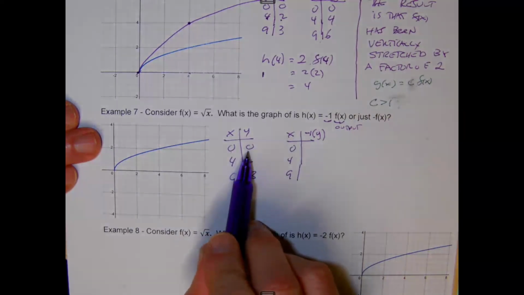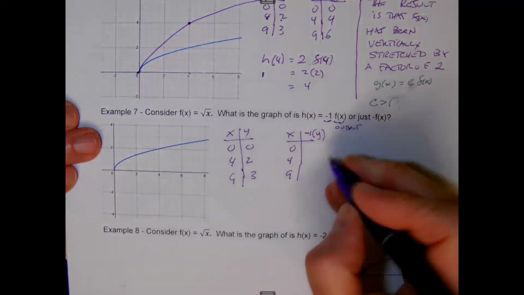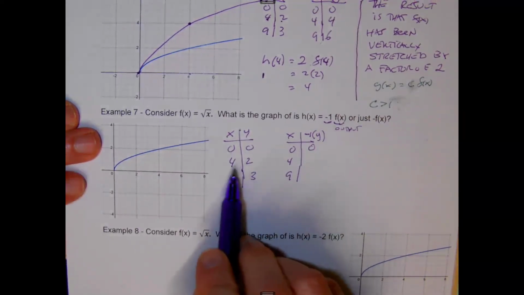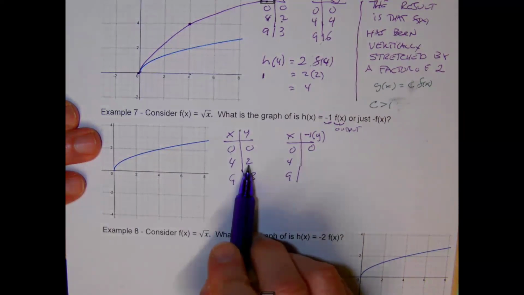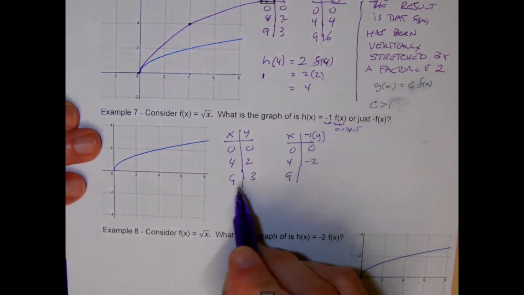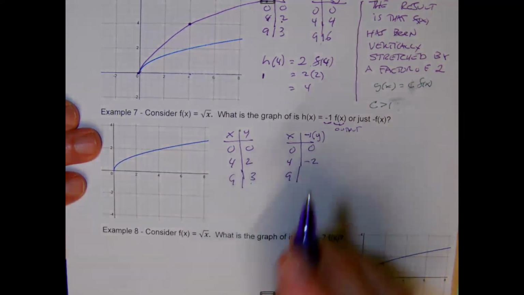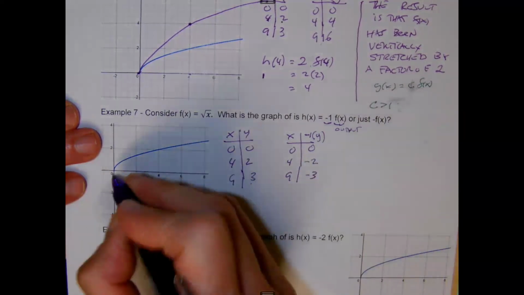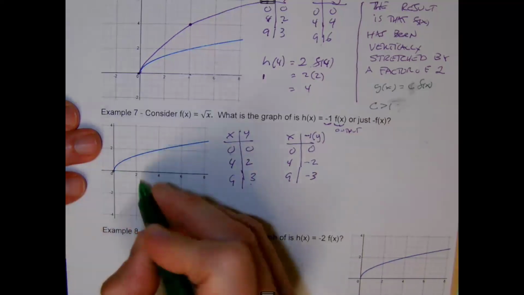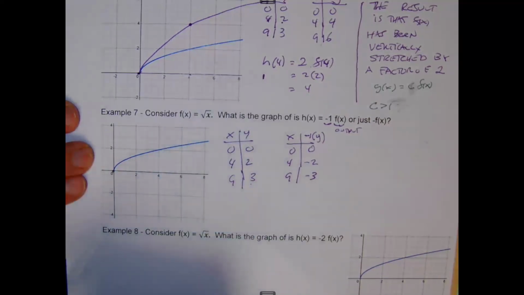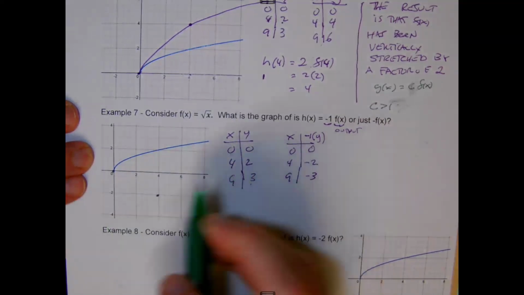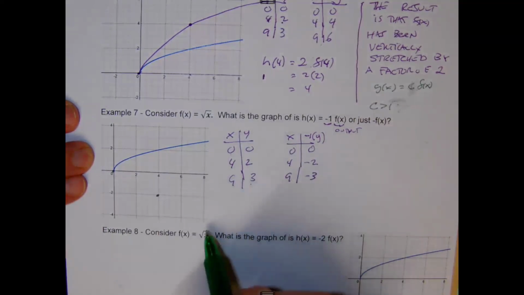So 0 produces 0. Multiply that by -1. It's still a 0. 4, multiply that. So 4 into the square root, I get 2. And then multiply that by -1, it gives me -2. Square root of 9 is 3. And then multiply that by -1, it gives me -3. So what is the result? All right, so I got 0, 0. I got 4 is now a -2. And 9, which again is not sitting here, it gives me a -3.